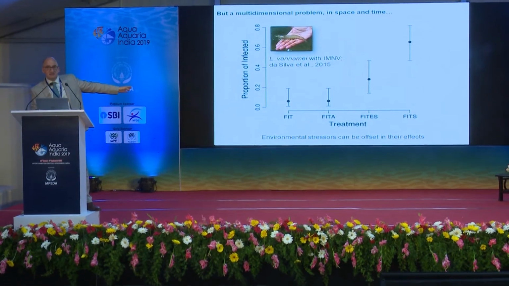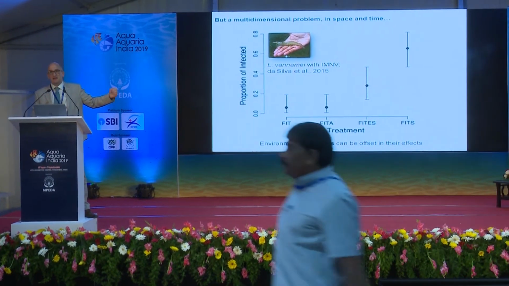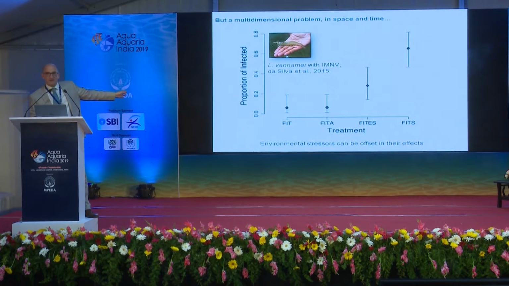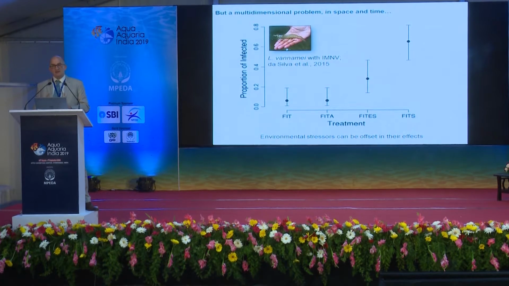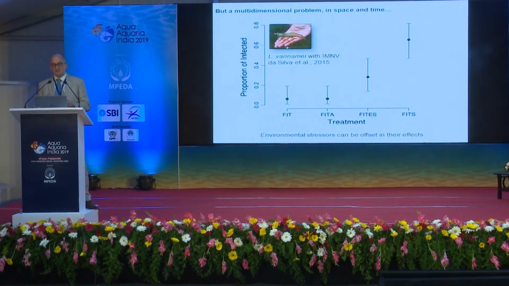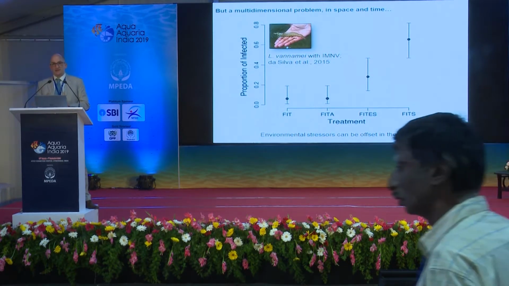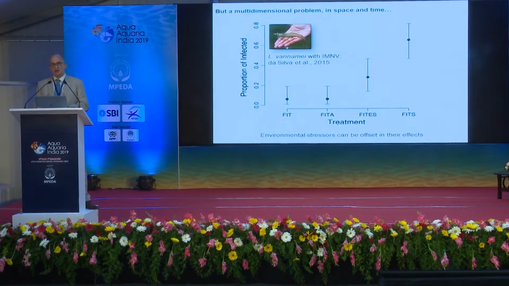If we go right to the end, FITS shows us the proportion of infected animals that were fed infected meat and suffering temperature stress. In the middle here, FITES, we put temperature and salinity stress together, and interestingly, we see the proportion of infected animals drops. So there's a complex interaction between these different environmental parameters that makes managing disease in a pond complicated, and we need to understand the interaction of the environment and how this might affect disease outcome. A better understanding of these factors will help us to minimize or reduce the rate of disease outcome in the farm.